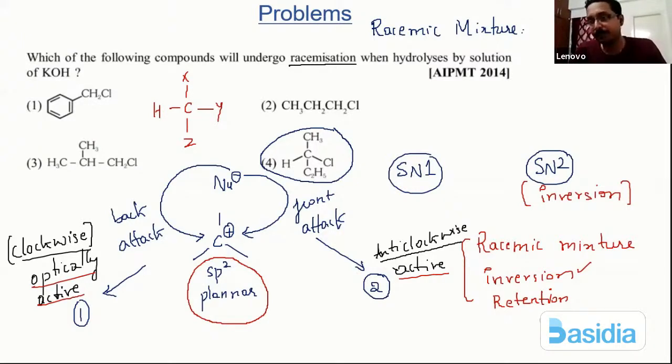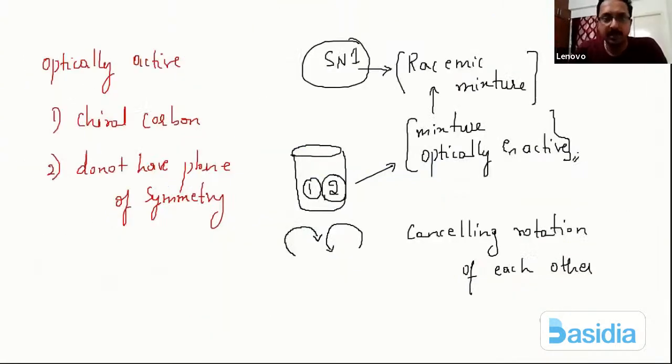Apart from that, another important thing we tried to understand is the racemic mixture, with respect to the SN1 and SN2 mechanisms: where we get a racemic mixture, and where we get inversion of configuration. All those things we tried to understand in the previous class, correct?